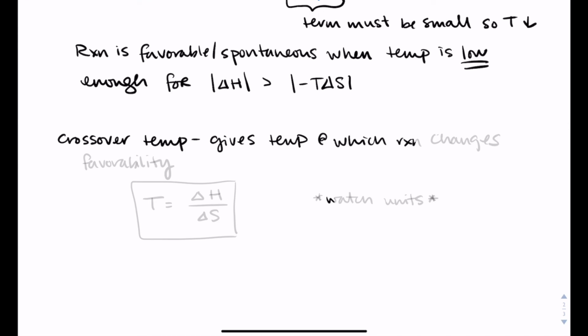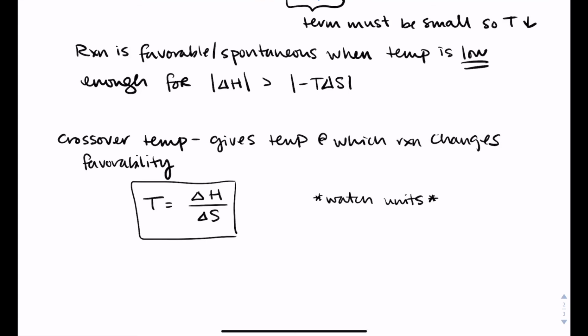This is the crossover temperature. And you can find the crossover temperature if you do delta H divided by delta S. So delta H in energy units, delta S in energy per temperature units. So the result of this will be a value in Kelvin. Just don't forget to watch your units because, like I said, delta H is usually in kilojoules because it's pretty big. Delta S is usually in joules per Kelvin.